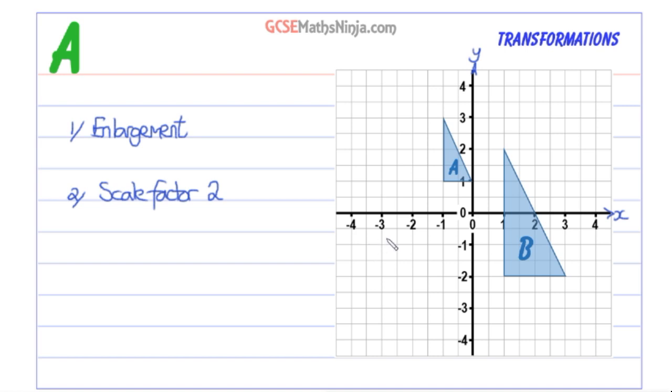Now to find the point, which is the center of enlargement, what we're going to do is choose the corners, the vertices of one of the shapes and find the corresponding corner of the other shape. And we're going to join them up with a line and just make that line go all the way through. And we'll do that with all the other points as well. So let's do that now.